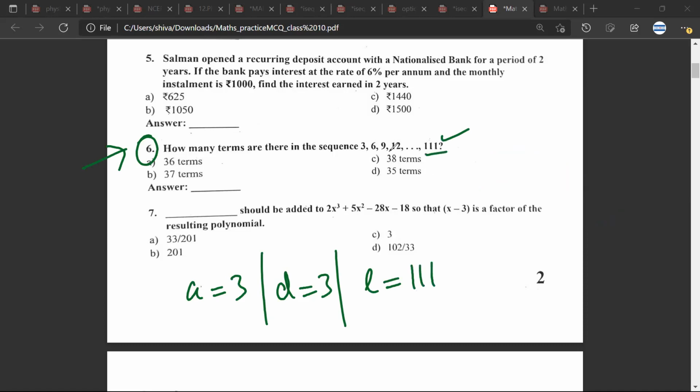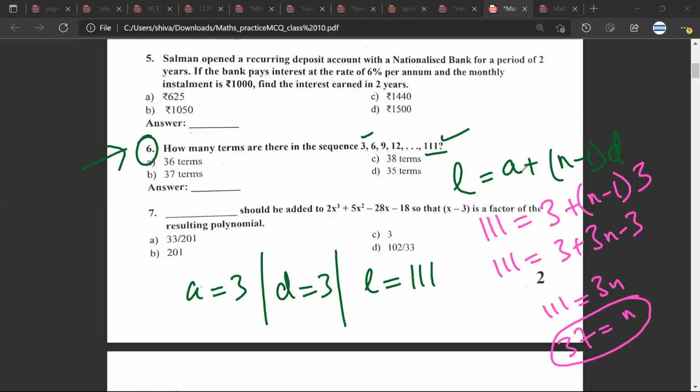Okay. So what is the formula? The formula is A plus (n minus 1) into D is equal to L. So putting all the numbers together, the last term is 111. This is our A plus (n minus 1) into D, and we solve this for n. So n would be 37. Mr. CB, any doubt? No doubt. Great, sir.